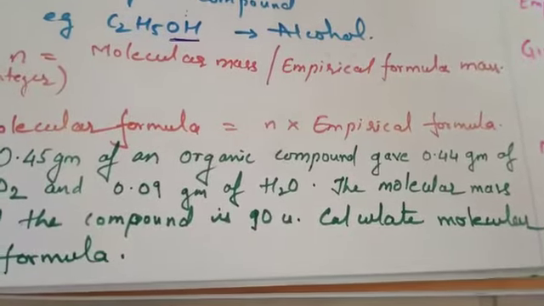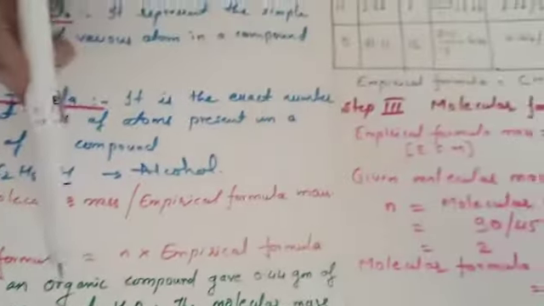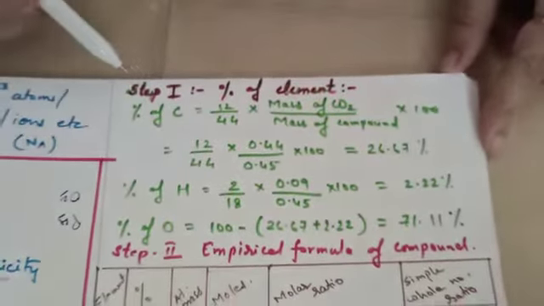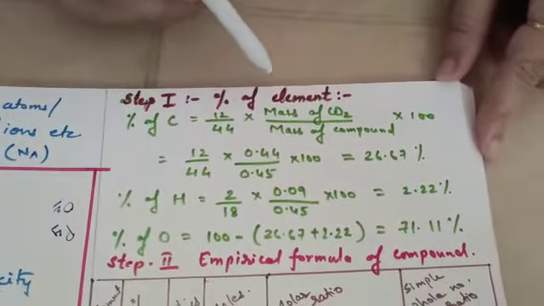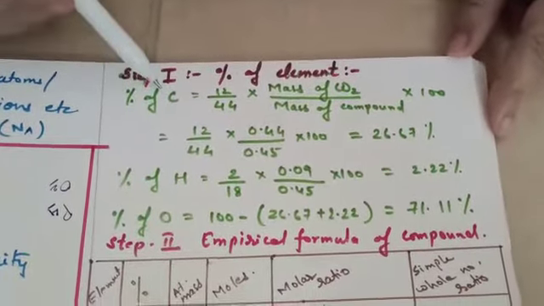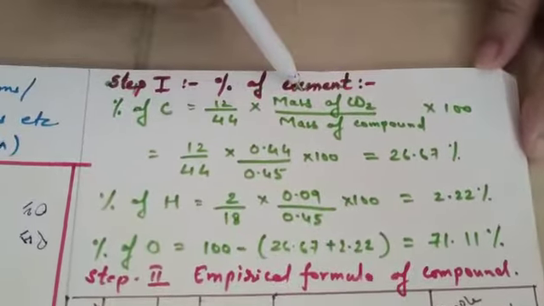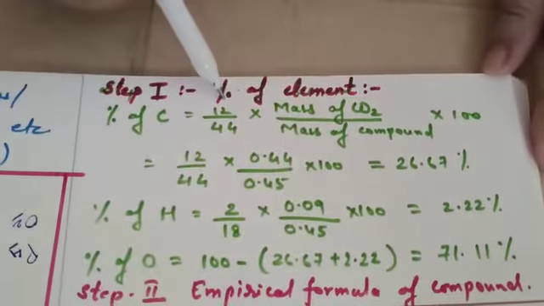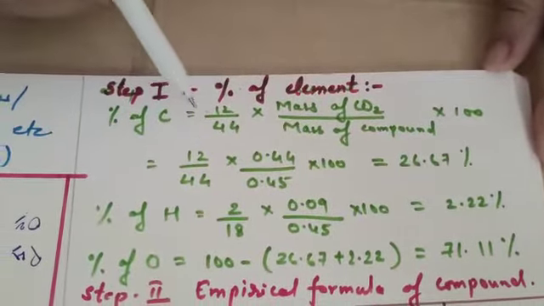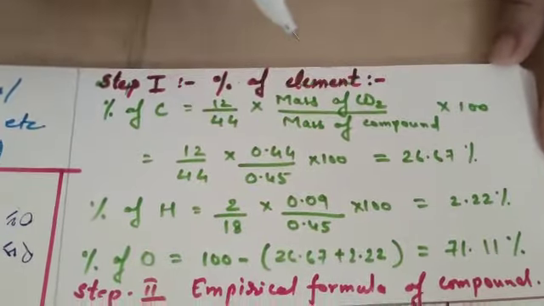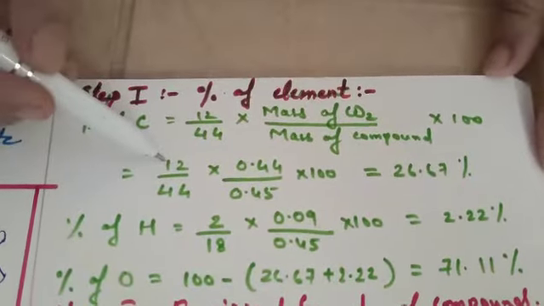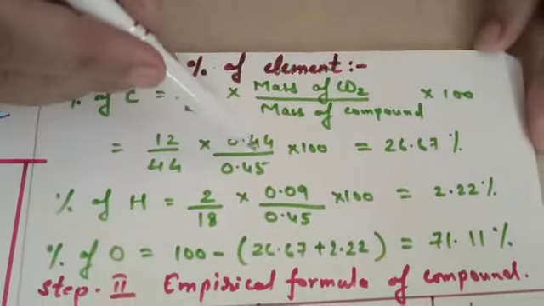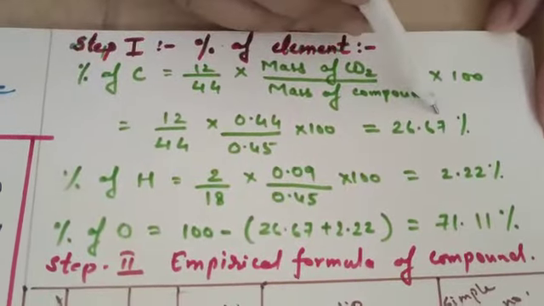To solve this question, I have to go with these 3 steps. And if in this type of question percentage is given to you, then you can ignore the first step. Now step number 1, to calculate the percentage of elements. So percentage of carbon is equal to 12 upon 44 into mass of CO2 upon mass of compound into 100. What is this 12? 12 is the atomic mass of carbon, whereas 44 is the molecular mass of CO2. So putting the values, it comes to be 12 upon 44 into 0.44 upon 0.45 into 100, which comes to be 26.67%.